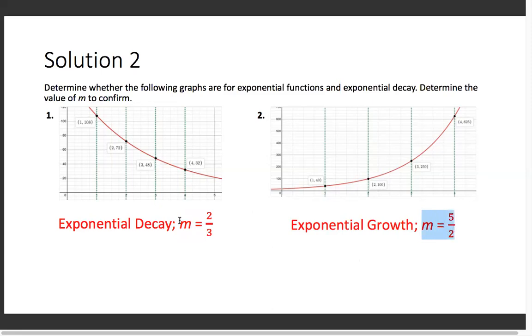So notice, again, for exponential decay, we expected the m to be a proper fraction, so it's 2/3 here. For exponential growth, we expected the number to be higher than 1, which is 5/2. Now take note, 5/2 in decimal is 2.5, so definitely we are sure that 5/2 is higher than 1.